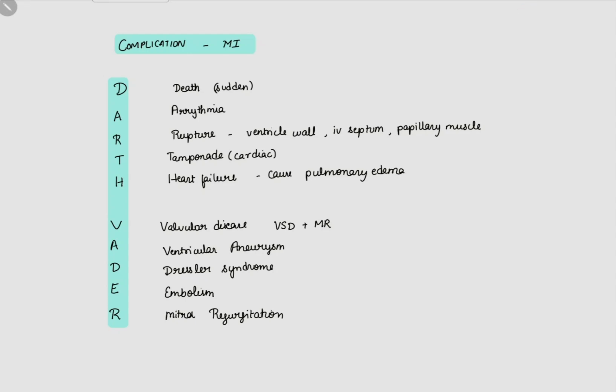And finally, the complications of MI. Let's remember this by the mnemonic DARTH VADER: death, which is sudden; arrhythmia; rupture of ventricle wall, IV septum, papillary muscles; tamponade, cardiac tamponade; heart failure, which causes pulmonary edema; valvular disease such as mitral regurgitation; ventricular aneurysm; Dressler syndrome; embolism; mitral regurgitation.